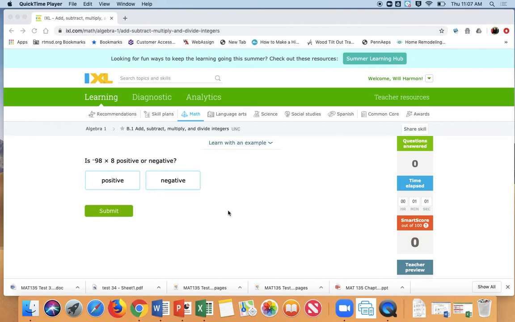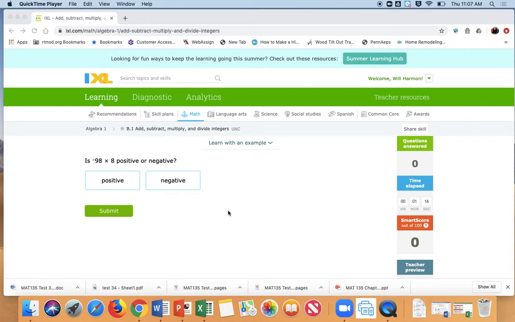Algebra 1 B1, add, subtract, multiply, and divide integers. It starts out pretty simple with questions like this. You know, you have negative 98 times 8, and it's asking you, is it positive or negative?